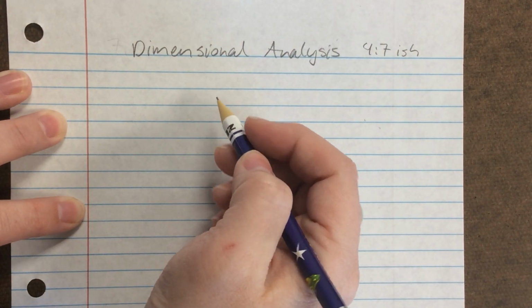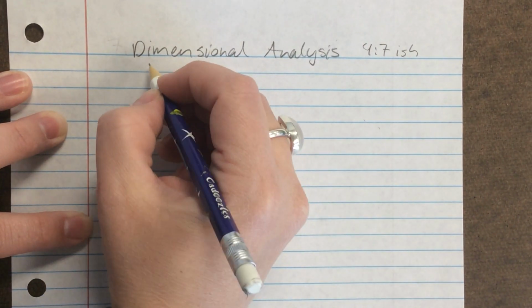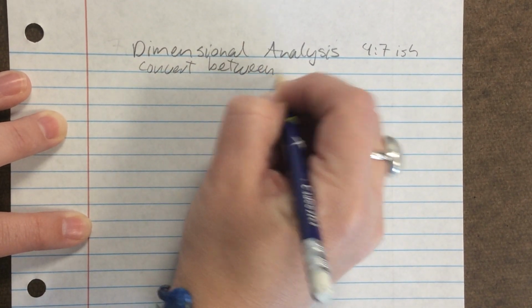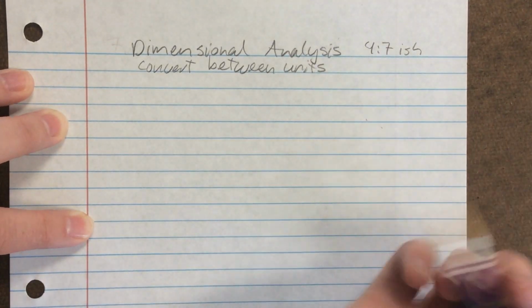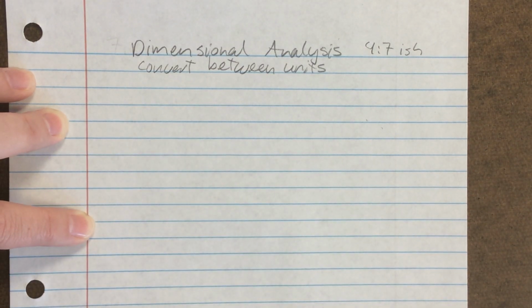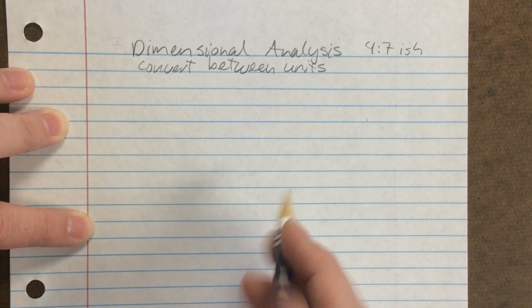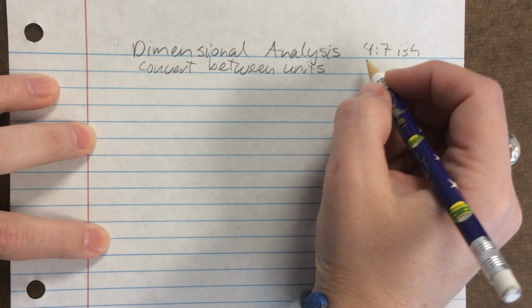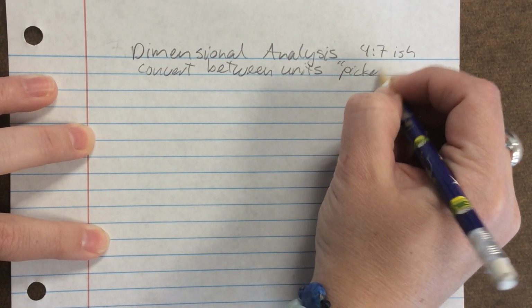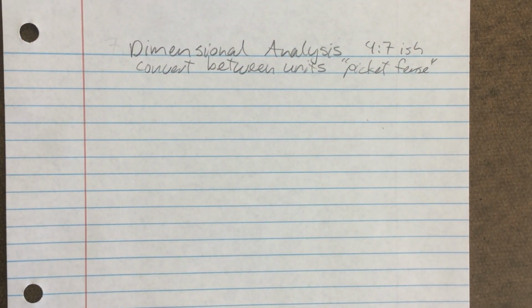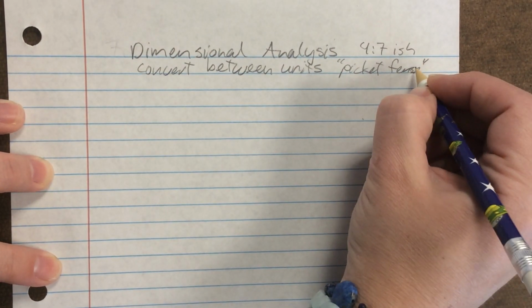So dimensional analysis is a way that we use to convert between different units. For example, if we have miles and we want kilometers, or gallons and liters, it's a way to switch back and forth, but to be able to do it lots of times and to make it organized. It's frequently called the picket fence method because it kind of looks like a fence when we are done with it. It's a C. You're welcome.